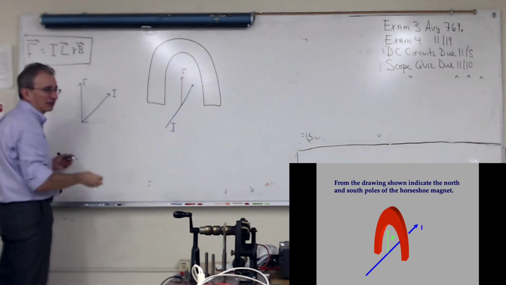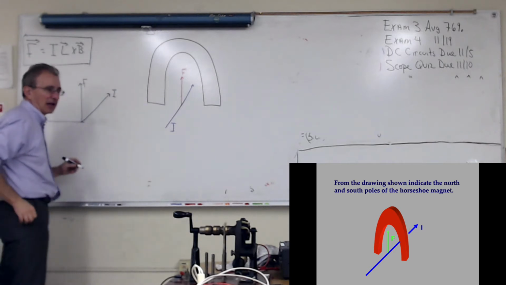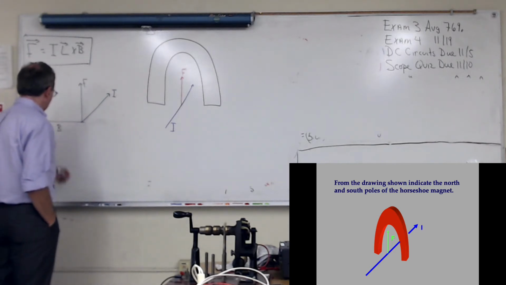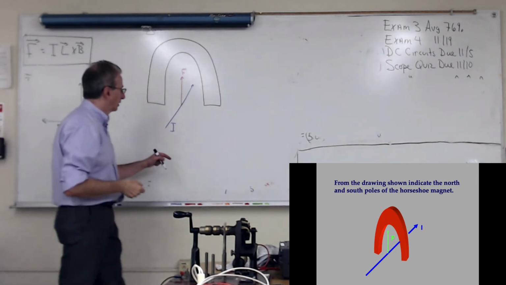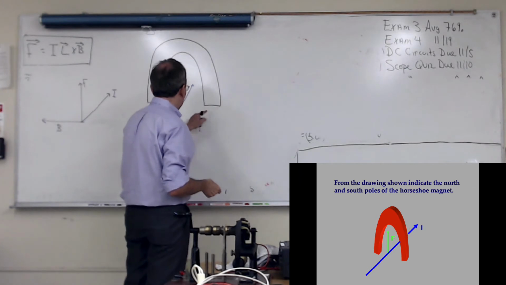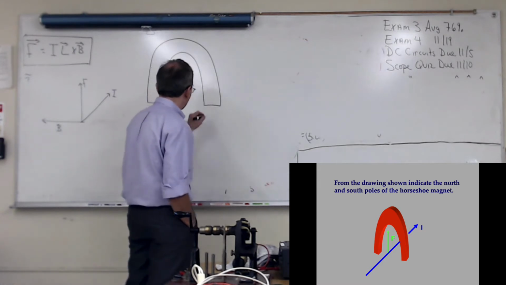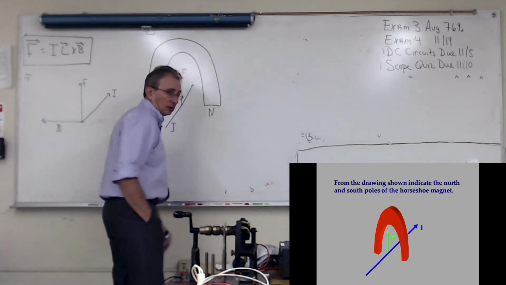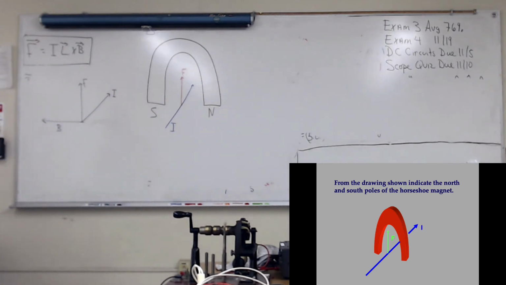I'm solving this by guessing if I'm using the right hand rule. If I use determinants, I can do it exactly, right away. If I use the right hand rule in this case, I put my fingers towards I, curl them towards the magnetic field, my thumb points upward. So the magnetic field goes from right to left, and magnetic field lines go from the North Pole to the South Pole. So this is the North Pole, this is the South Pole. Okay? Questions on that?